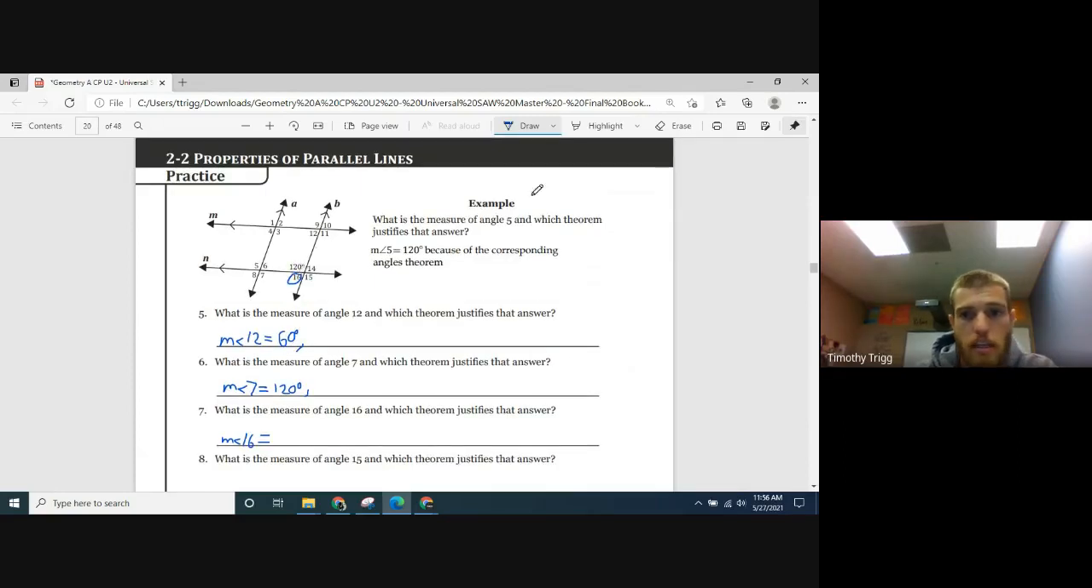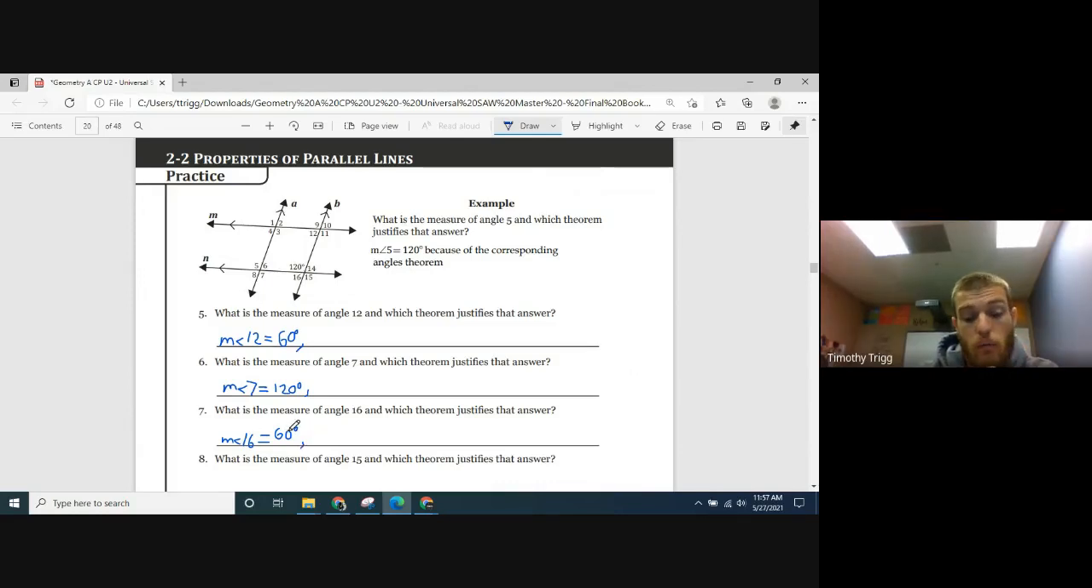So here's angle 16. Well, these two angles form a linear pair, right? They're on that straight line together. They form a straight line, so they're a linear pair. Okay, so what does that mean? Well, it means they're supplementary. So this must also be 60. Right? Because a linear pair, they're always supplementary, meaning they add up to 180.